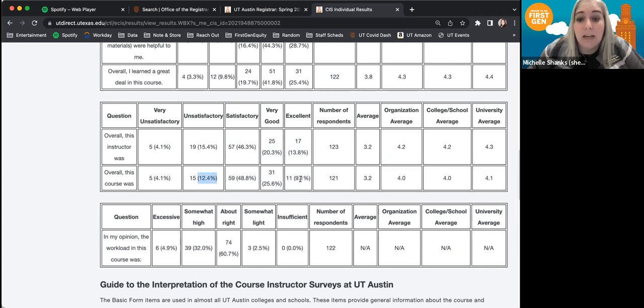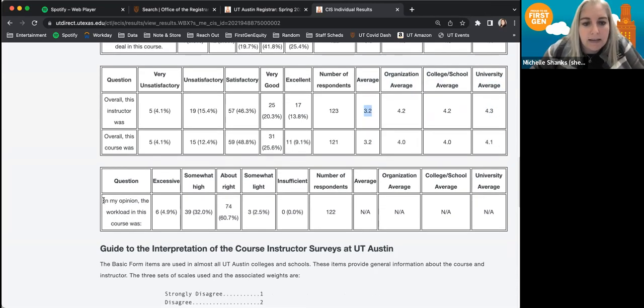So looking at those percentages gives you a good idea. You can also look at the average by the student rating, the average by the organization, the school, and then the university average. So if the university average is 4.3 and this professor's average is 3.2, that means that this professor numerically is less successful than the university average. Then this one's a big one.